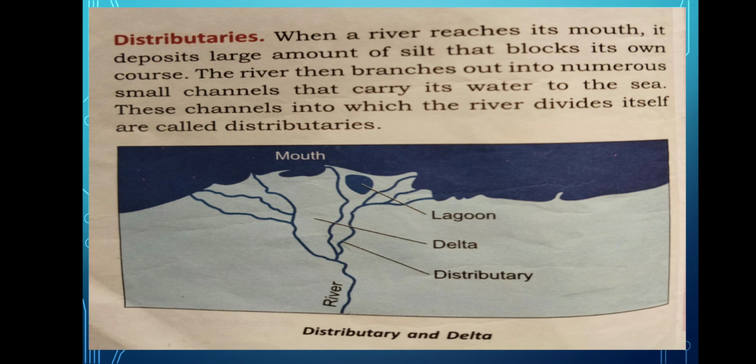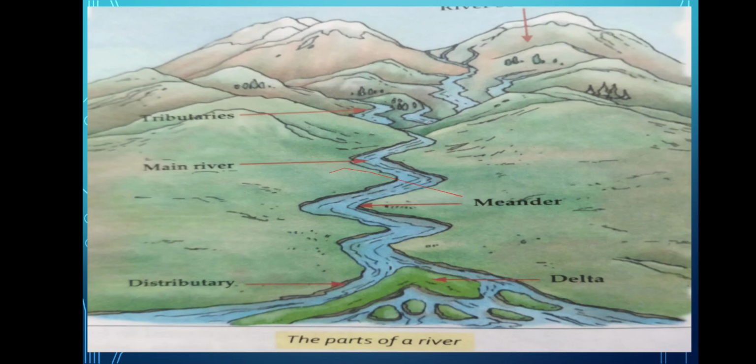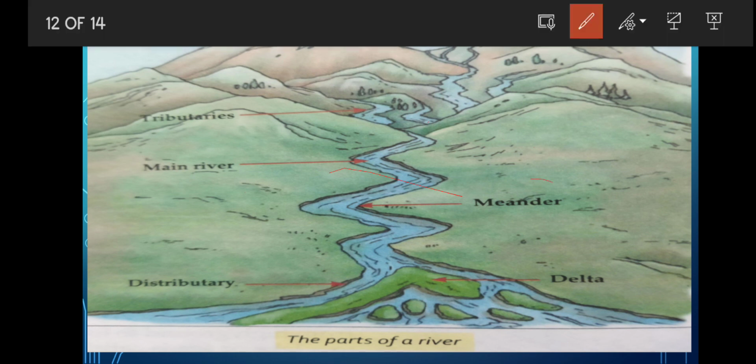When we talk about the meander, it is in an S shape. Can you see the meander here? While flowing down the plains, a river develops a broad S shape. Can you observe this S shape? These S-shaped bends are called meanders. These bends are caused by both the erosion and deposition work of the river. That's why we call it a meander.